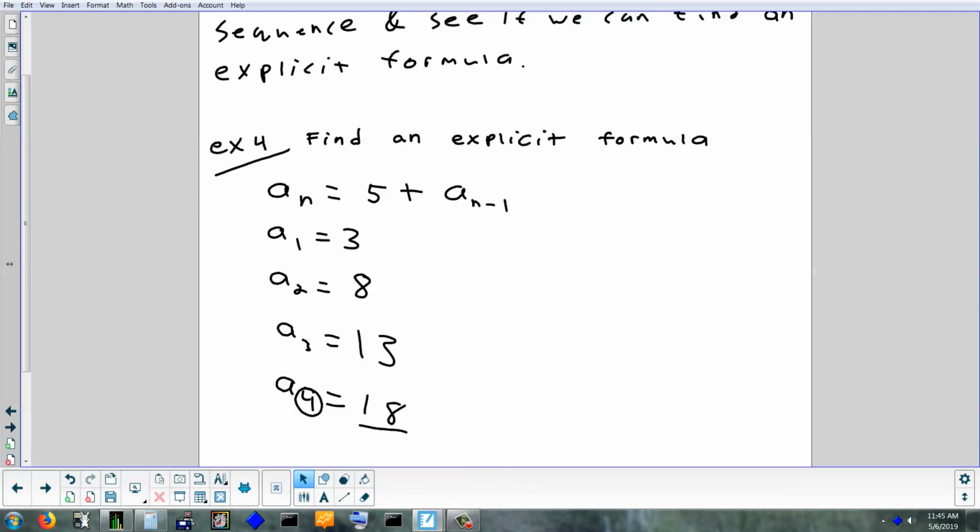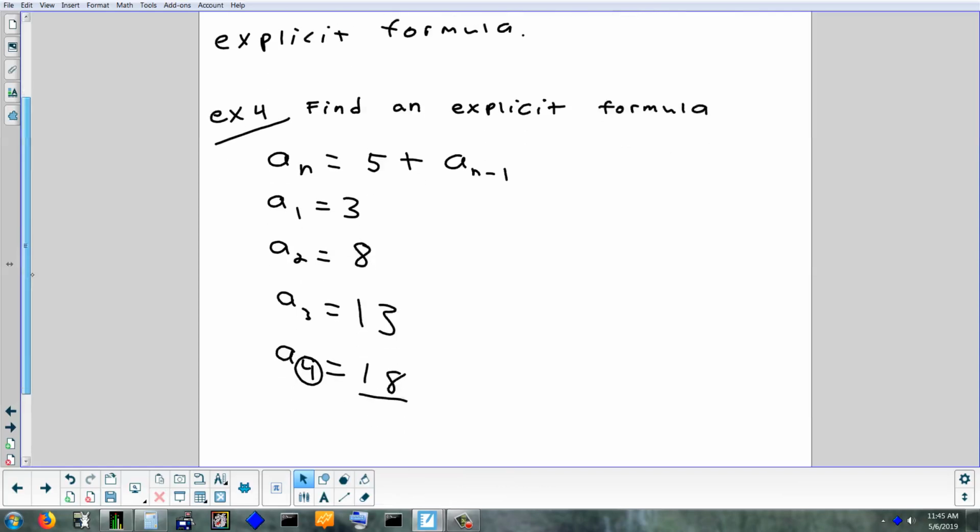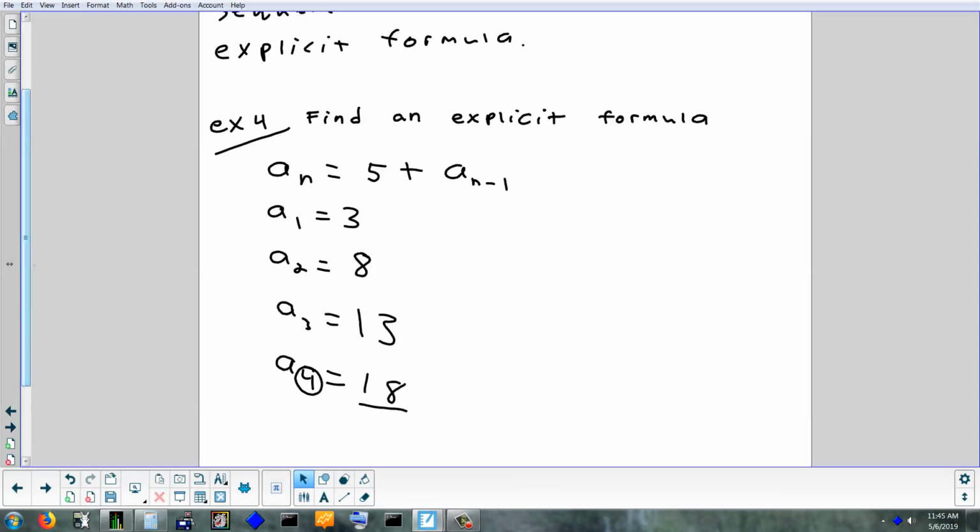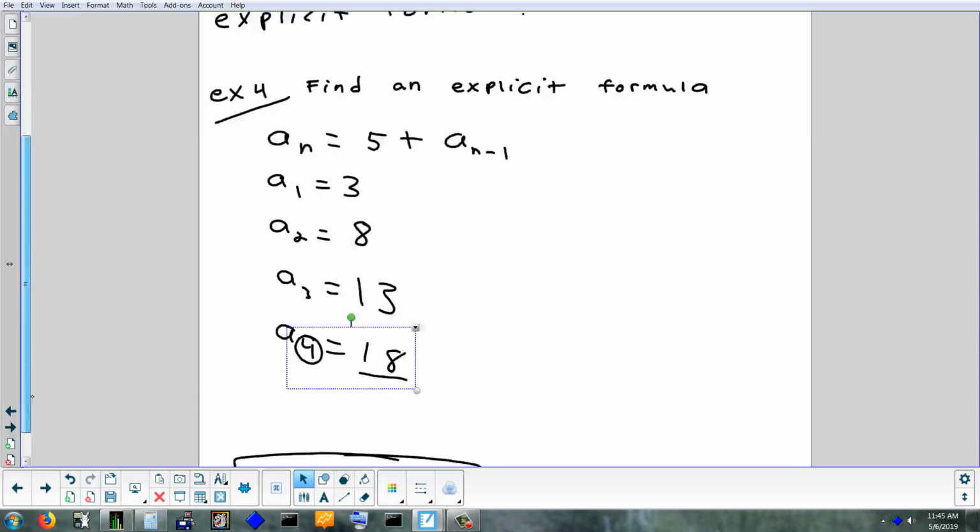Anyone else? Yep, Kathleen? 5 and minus 2. Well, can you just say it one more time? 5 and minus 2. Yep, if you multiply the position you want to know by 5 and minus 2, there's your pattern. 3 times 5 is 15, minus 2 is 13. 4 times 5 is 20, minus 2 is 18. So yep, that's the formula.